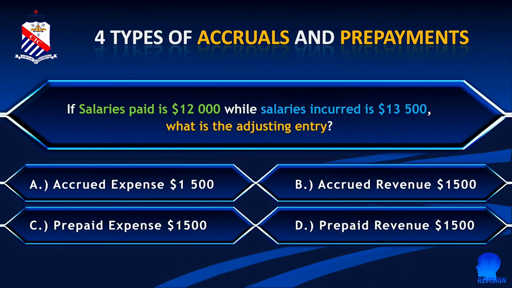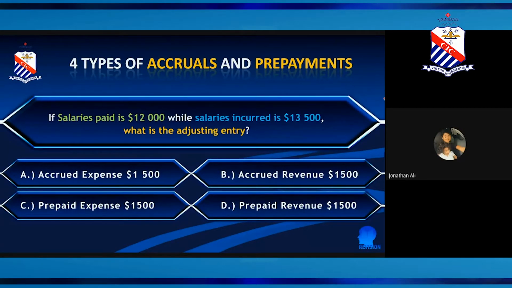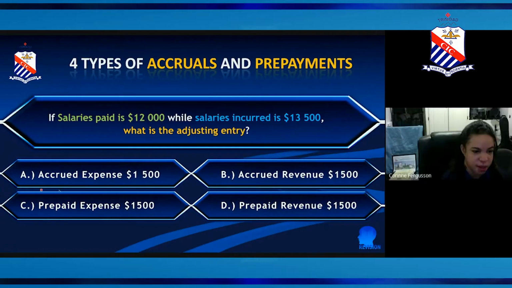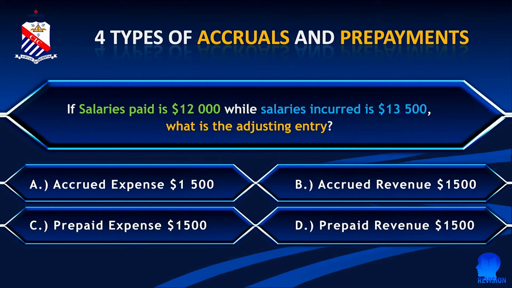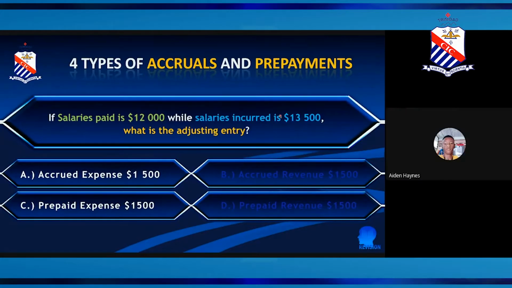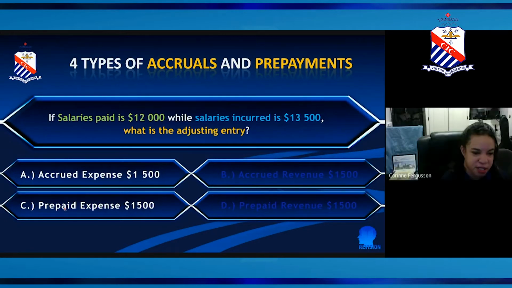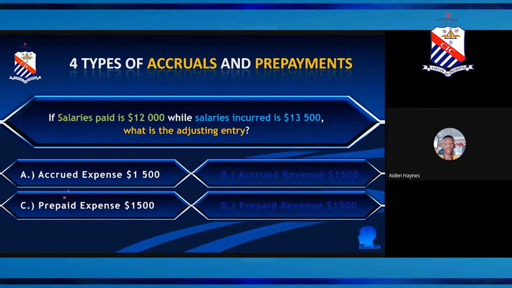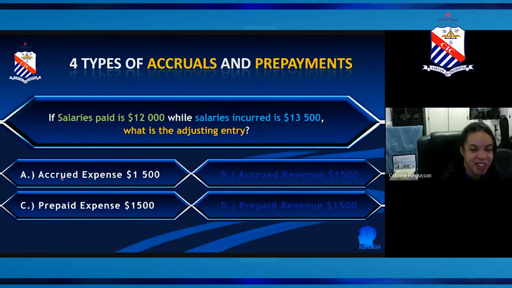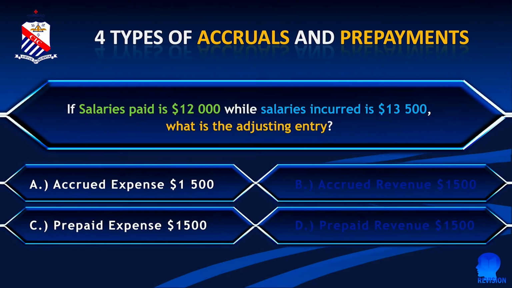Salaries paid is 12,000, while salaries incurred is 13,500. What is the adjusting entry? I say A, accrued expense. A, I'm hearing a lot of A's, so A, apple. Salaries is always an expense, so that means it will either be A or C. We eliminate these two. Miss, I say C. You say C rather than A? Yes, miss. All right, so we have 2 A's, I think, and a C.